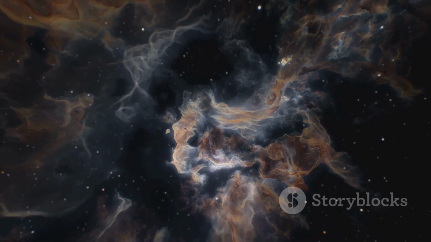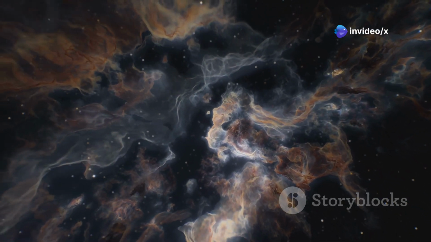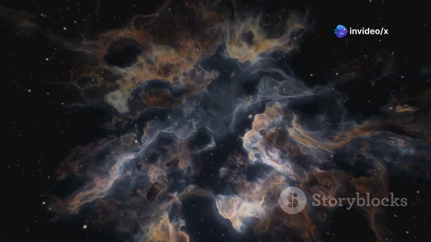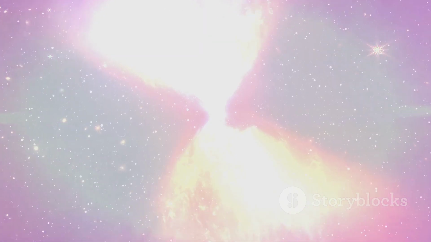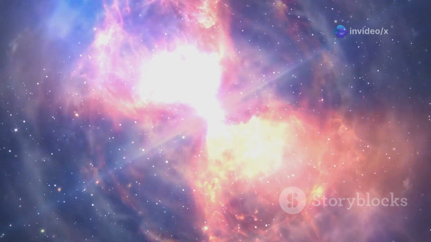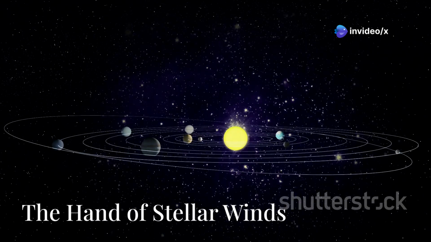The remnants of these stellar explosions, enriched with heavy elements forged in the star's core, are then recycled back into the interstellar medium, seeding the formation of new stars and planets. Thus, the death throes of these massive stars, fueled by their powerful winds, contribute to the cycle of stellar birth and death that drives the evolution of galaxies.